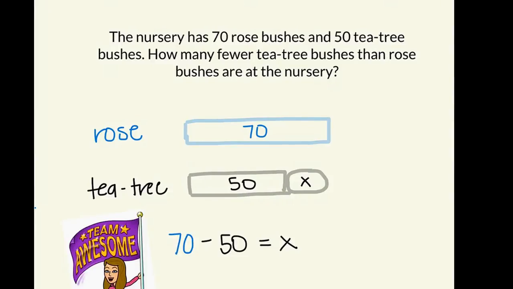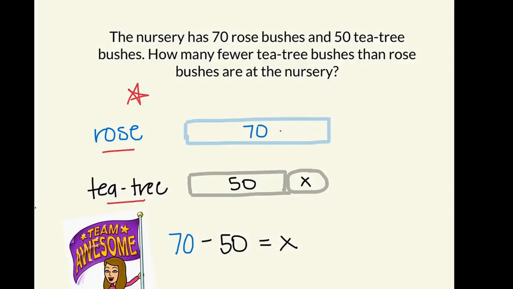So what I'm going to do, or what I've already created, are my comparison bars down here. I first wrote rose on top. I usually do the number that is the most on top. So rose here had 70 rose bushes. So I created a bar with the number 70 inside of it. Underneath that, I got ready for my tea tree bar.